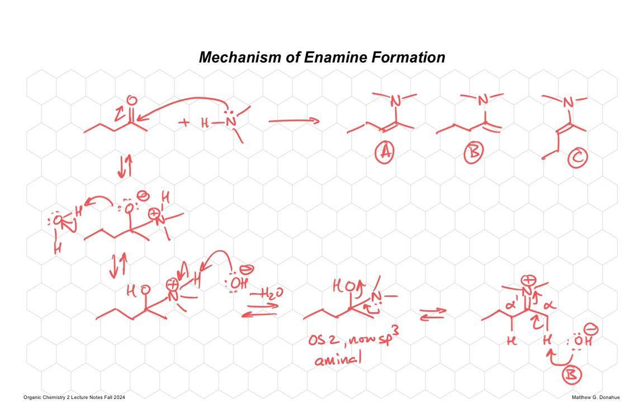And now since alpha prime has 2 hydrogens, it does matter which is deprotonated. So those would be paths A and C, depending on the orientation of how that side chain sits relative to the amine, whether you get the E or the Z geometry.